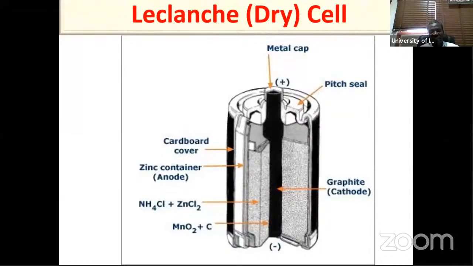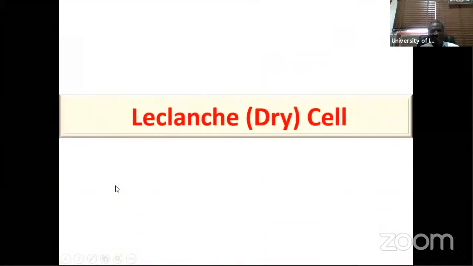If you look at this diagram, this is a typical diagram of your primary cell. You can see this carbon rod here, that's the graphite, that's the cathode, and then the container here, which is the wrapper here, is the anode, and you have the reaction.